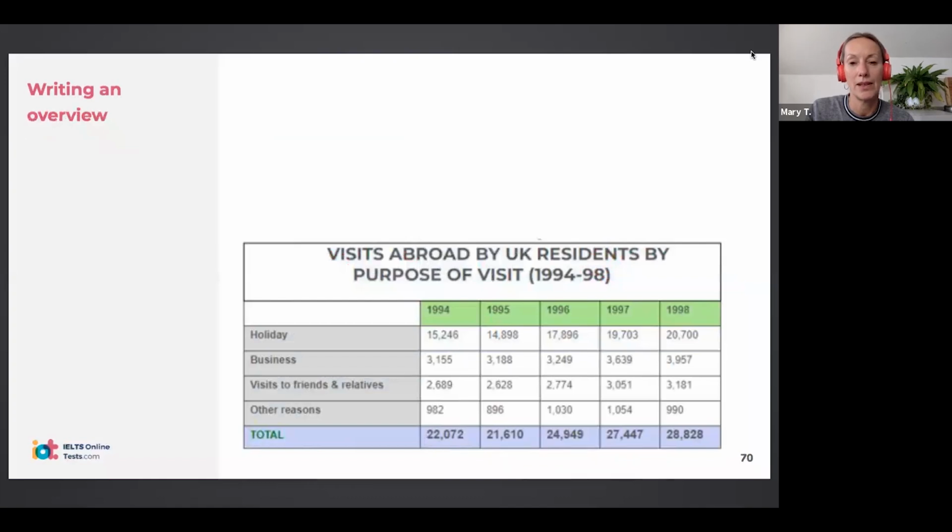All right, so now looking at the overview. Right, so we're going to look at 5 key features that you can focus on for this particular task. Firstly, looking at the table. So one feature is that most people traveled for holiday. Anything else? Any other features that you notice in this table? In general, the number has increased. Yes, good. So that's another key feature. So the total number of visits increased, that's right.